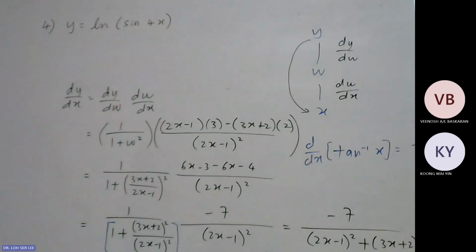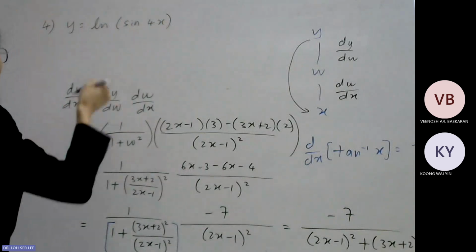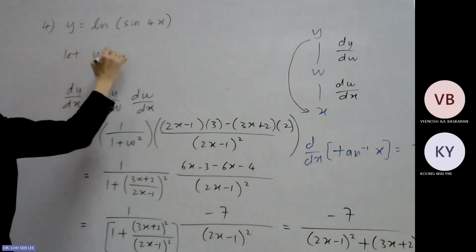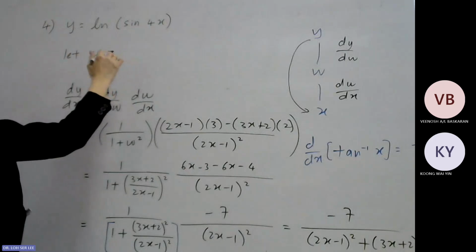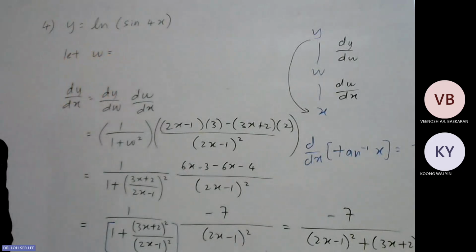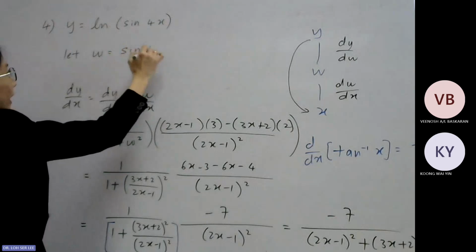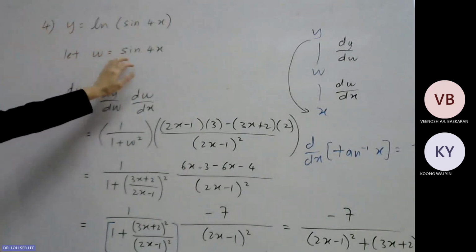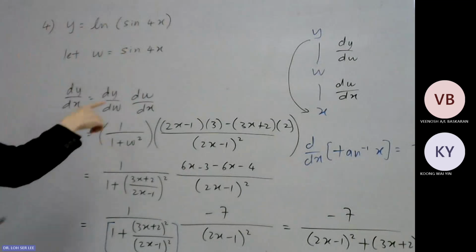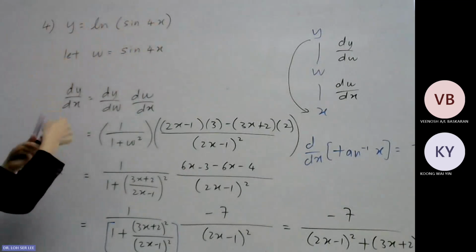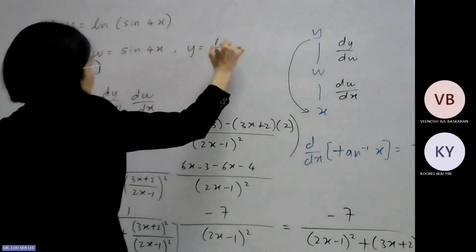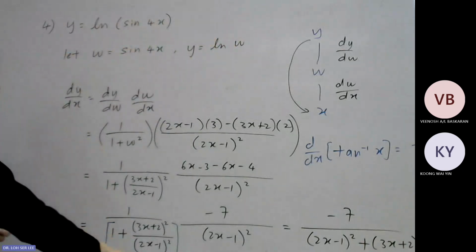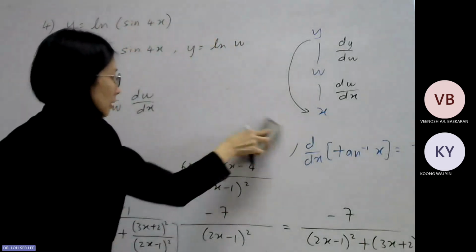Okay. So next one, what is your W? 4x. If we use chain rule, it will be sine 4x. If you use extended chain rule, it will be 4x. Later I show you the extended one. Here I show you the chain rule first. This is W, so your y will be ln W, right? Ln W. Okay, continue from here.